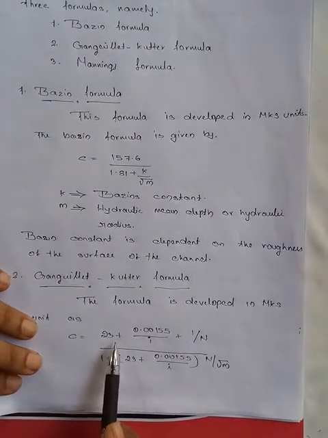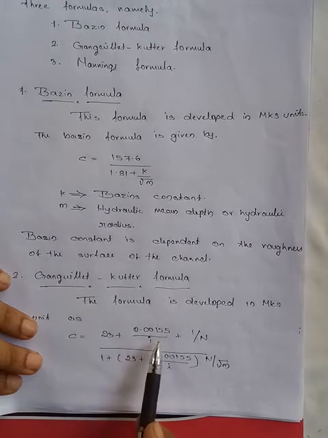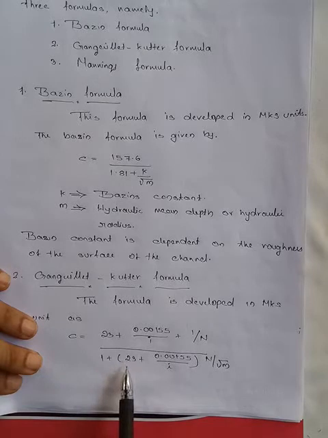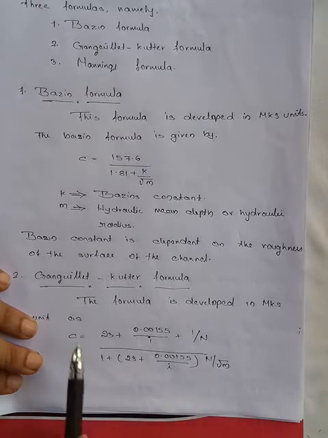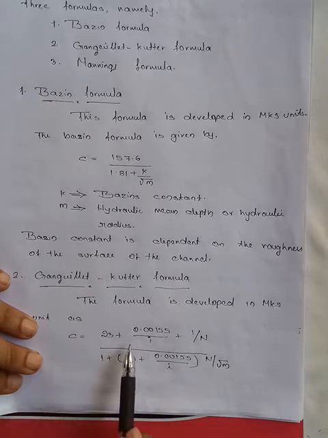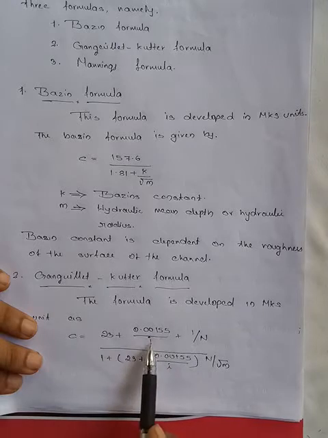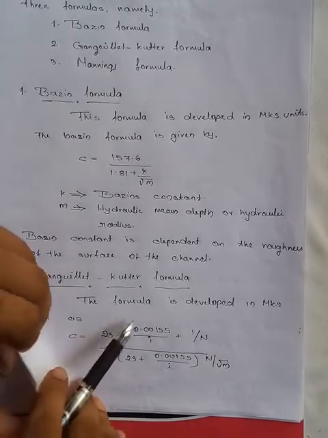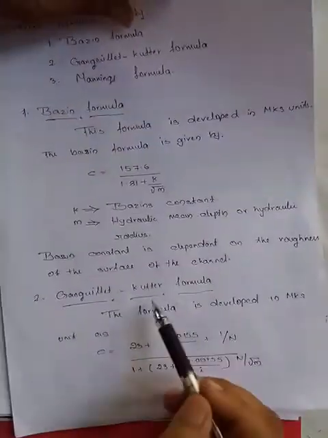C is equal to 23 plus 0.00155 divided by I plus 1 by N, divided by 1 plus 23 plus 0.00155 divided by I, into N by root M. This is the Ganguillet-Kutter formula. Generally we can write it as the Kutter formula.